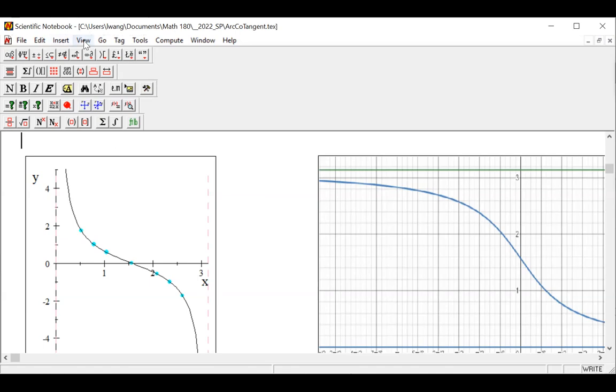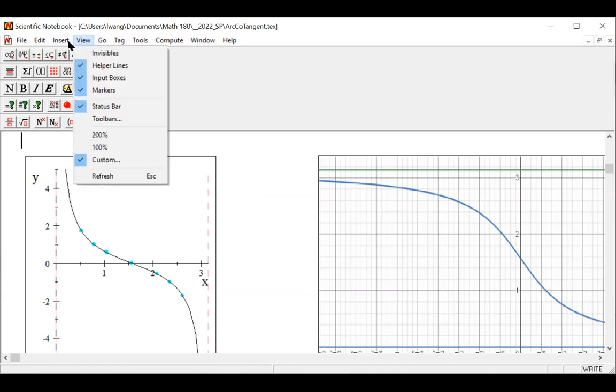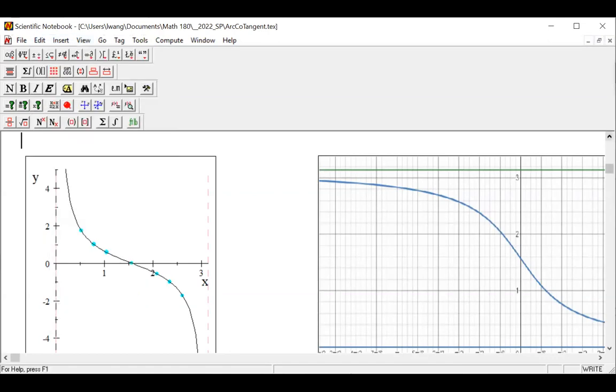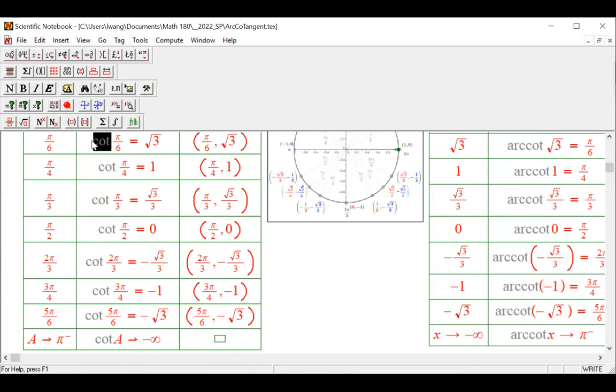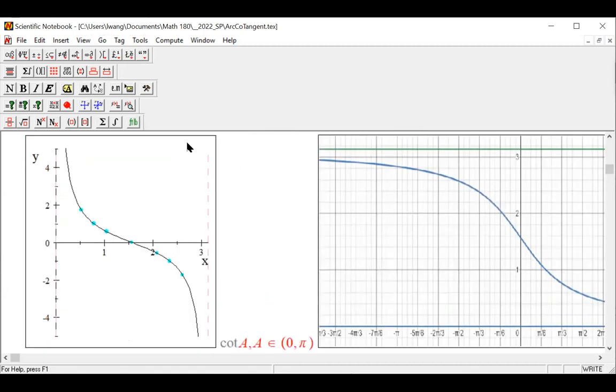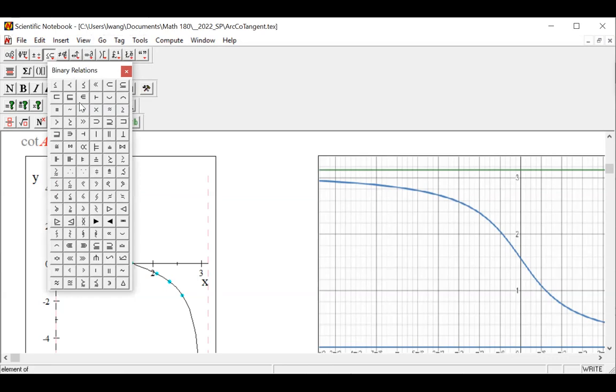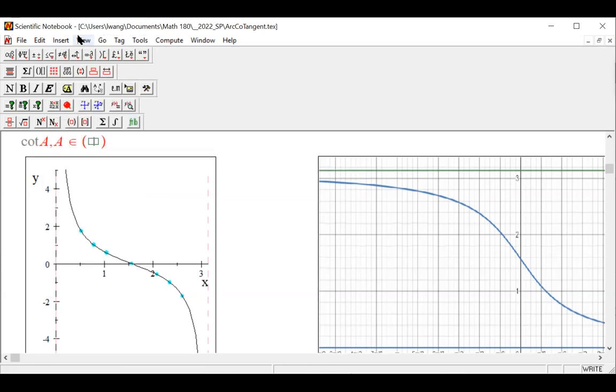It doesn't give me the mode. Okay, no problem, I know where to get it. So this is a cotangent of A, where A is inside the interval of 0 to pi. I know I can find pi. Pi is somewhere here.